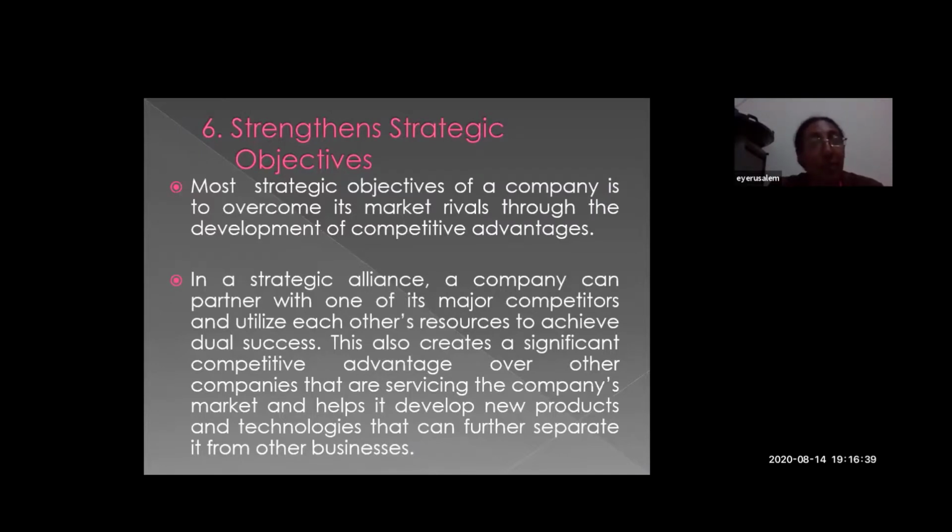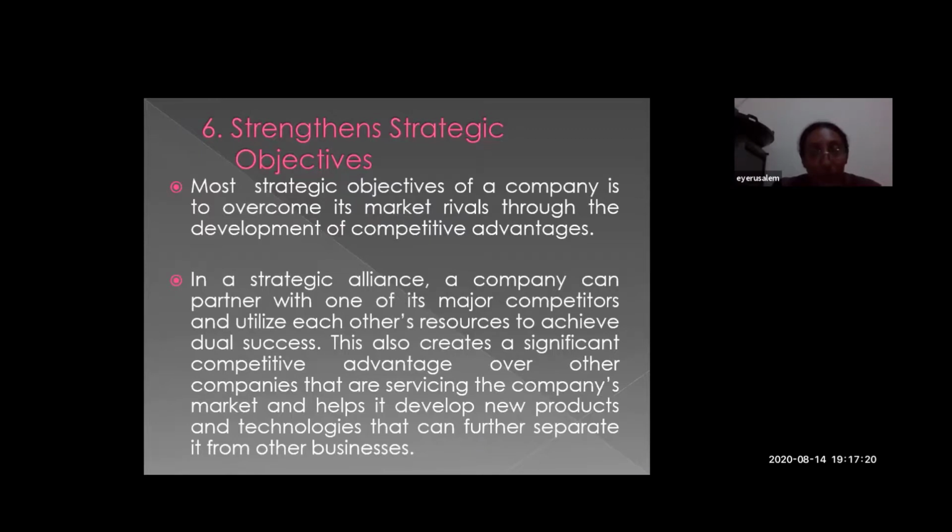The most strategic objective of any company is to overcome its market rivals through development of competitive advantage. In a strategic alliance, a company can partner with one of its major competitors and utilize each other's resources to achieve dual success. As you probably know, last time we were having a discussion on Volkswagen's case. Volkswagen had so many strategic alliances with companies that share the same industry.